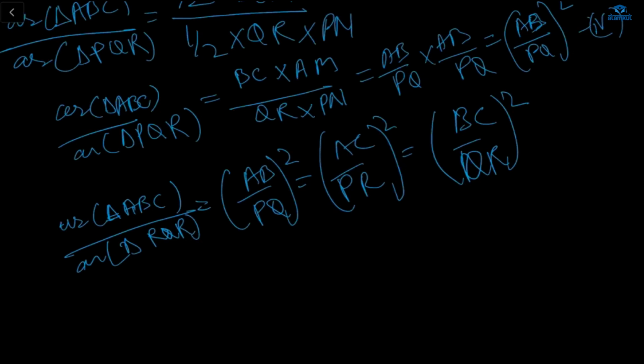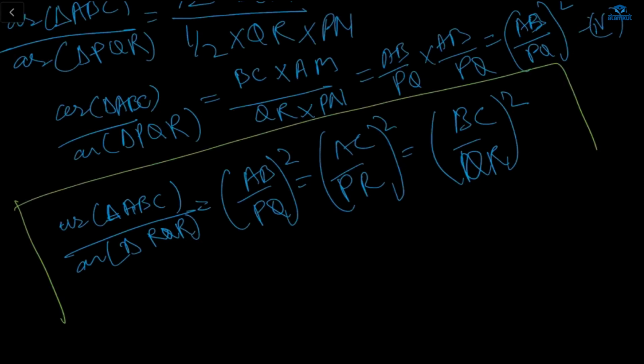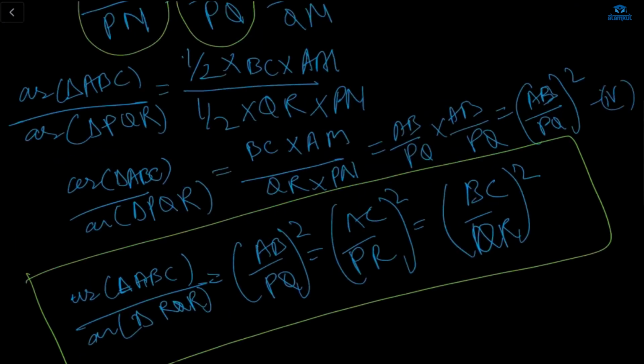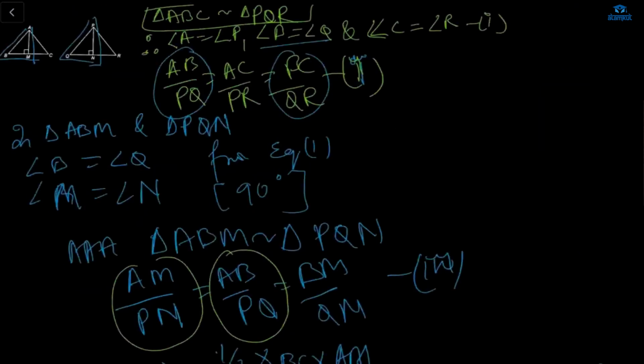Ma'am, can you explain this part once again from the last third step, after the half base into height? Yeah. After half base into height, half will be cancelled. Everybody, you are going to cancel the half, because in the numerator and the denominator both, half is there. So you are left with BC multiplied by AM over QR multiplied by PM. Now, from the first equation, BC by QR, which I marked with blue color, is equal to AB by PQ and equal to AC by PR also.